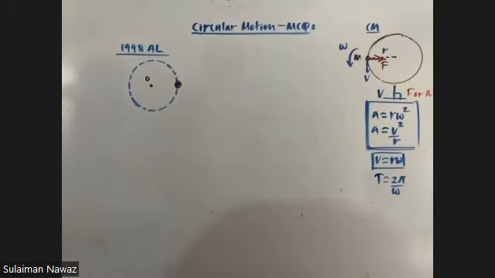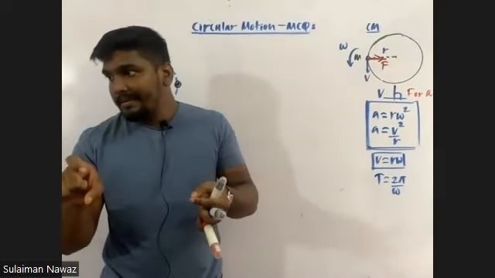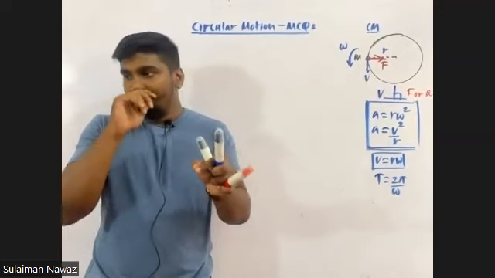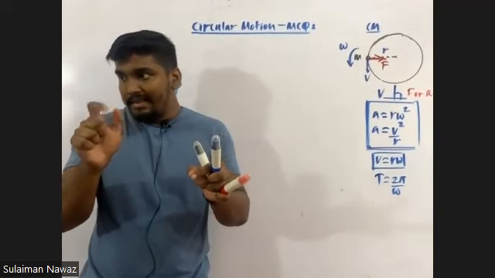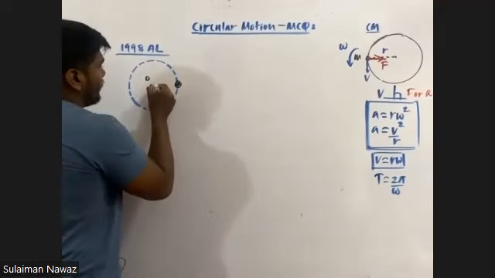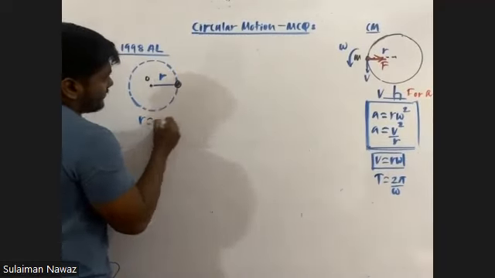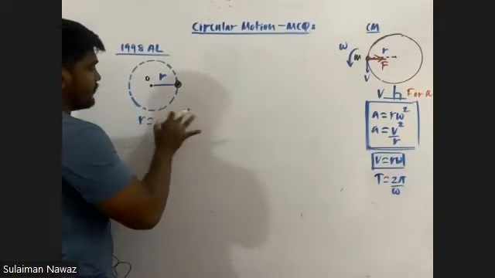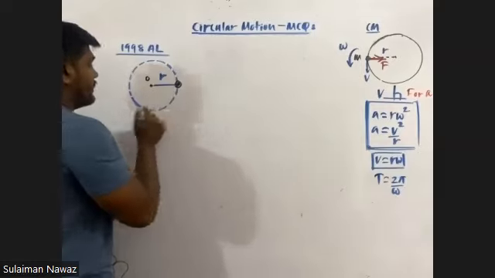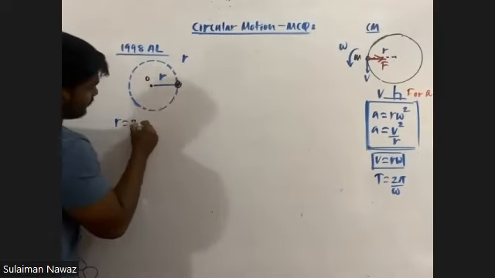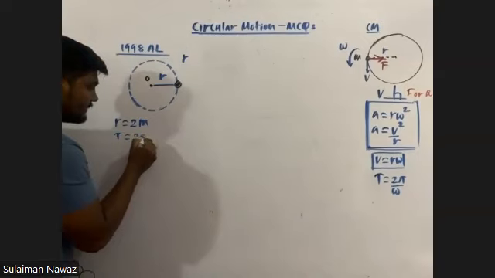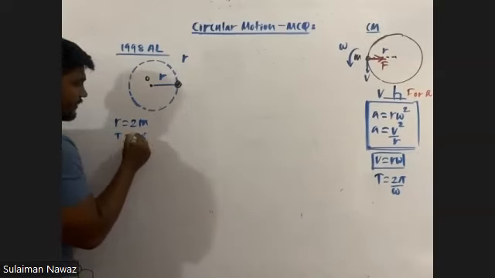Now this question says, a particle moving in a circle of radius 2 meters. If you can do this question, you do it while I explain. A particle moving in a circle of radius 2 meters at constant speed has a time period of 2 seconds. Radius given, 2 meters, and the time period given, 2 seconds.